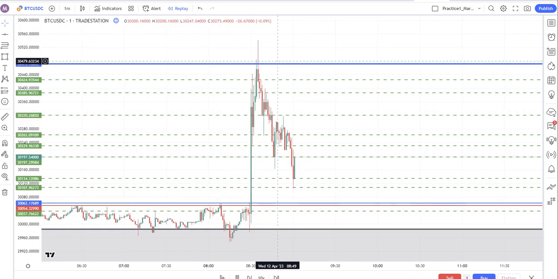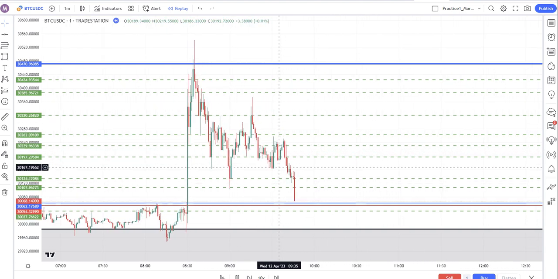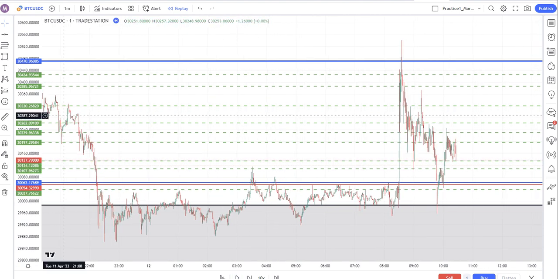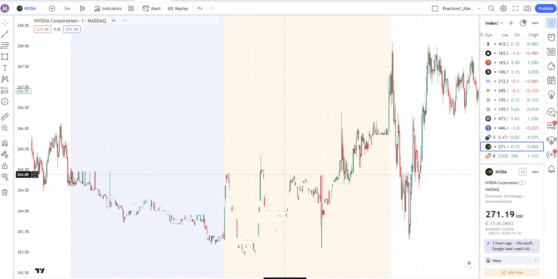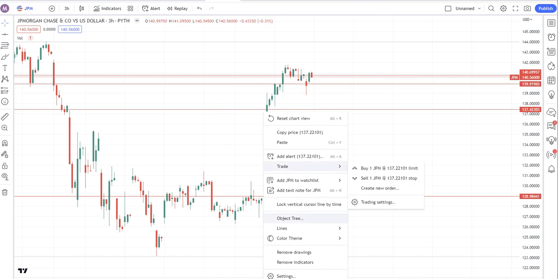See, it went back to test that extreme target. Yeah, I would have been out a long time ago. Okay, so just practice your trade. You can test any stock. You can try that with any stock. This is Nvidia. This is JP Morgan. You can do that with the banks too. And this is a great tool.